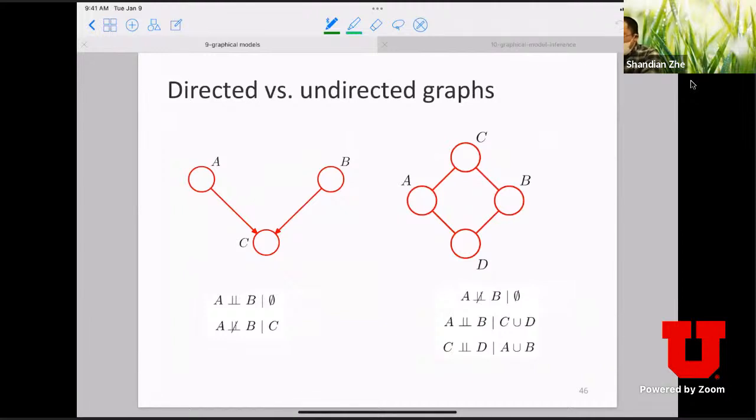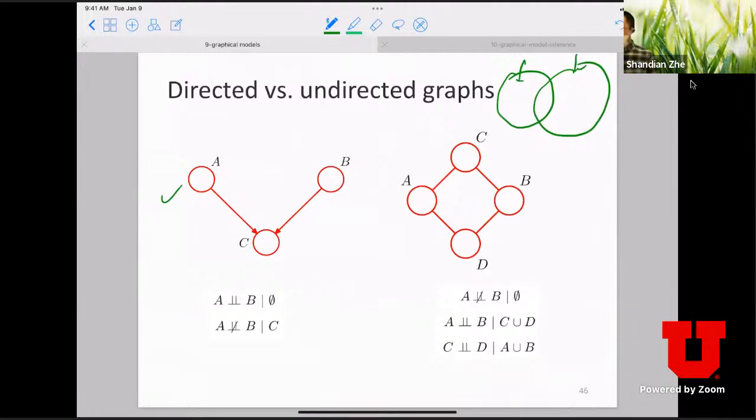However, does it mean undirected graphical models are more expressive than directed graphical models? And the answer is actually no. So here is the family of probability distributions that can be represented by directed graphical models. And here is the family of distributions that can be represented by undirected graphical models. They have some large overlapping part, but in both families, they have some members which cannot be covered by the other. So here we give two examples.